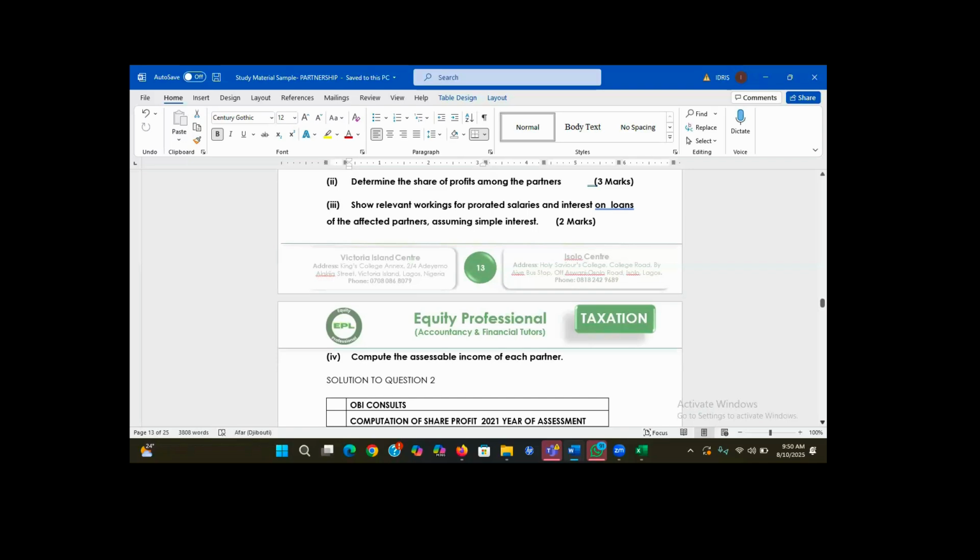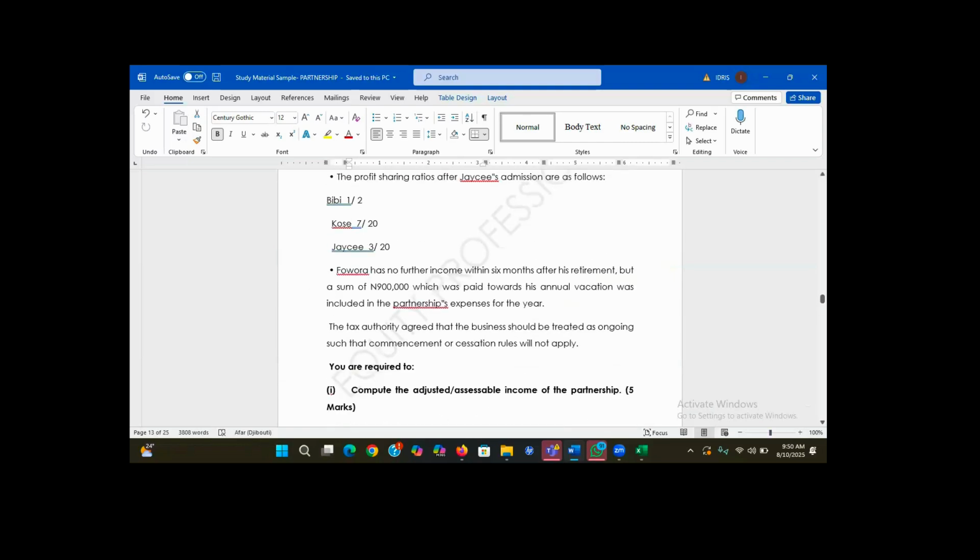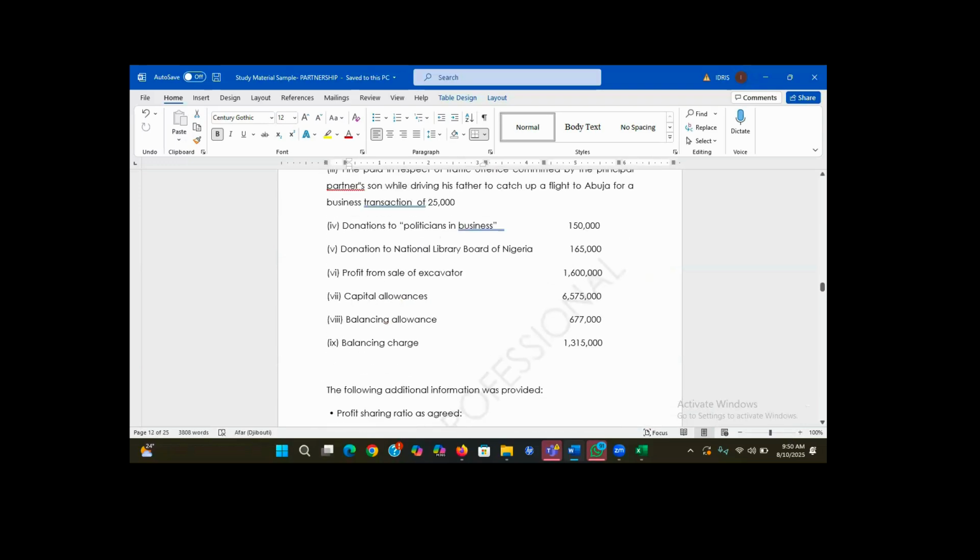Total income is where they want us to stop. They are not asking us for tax liability, and they are not asking us for chargeable income. But if you want to tell the examiner that you know more than the examiner, you can go further. So, first thing we need to do, let's compute the adjusted profit. How do we compute the adjusted profit?